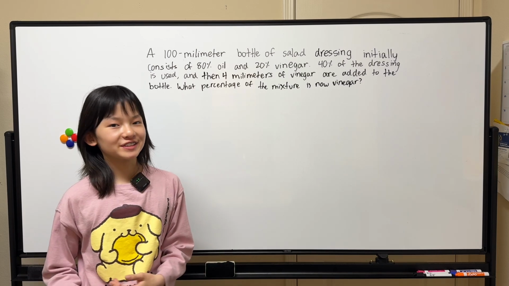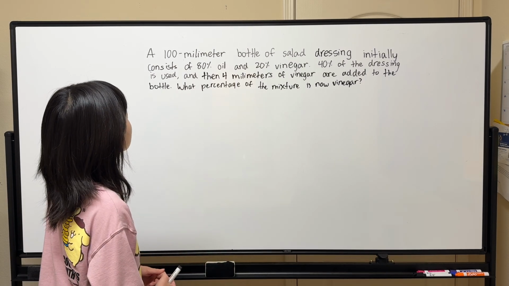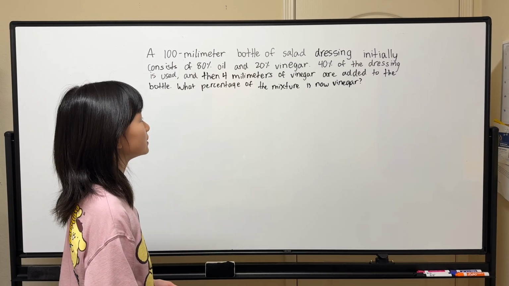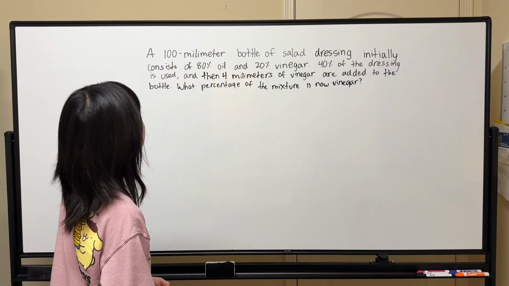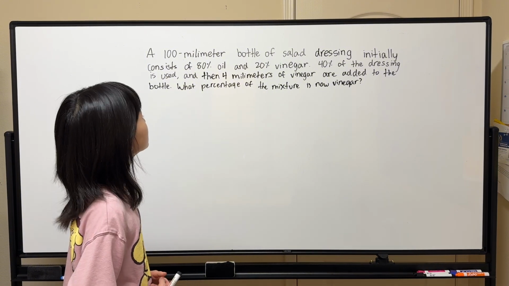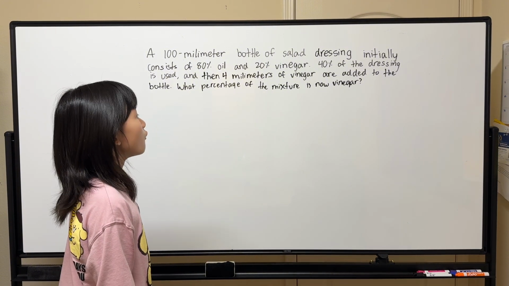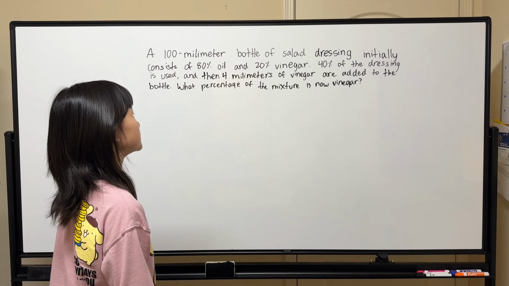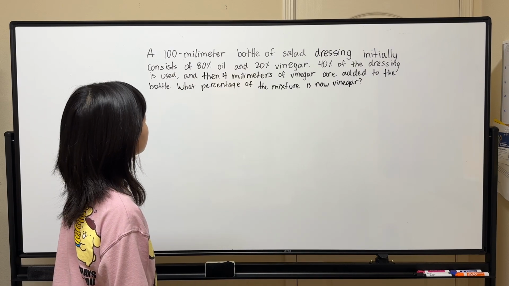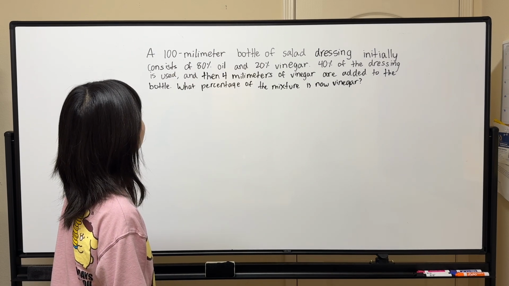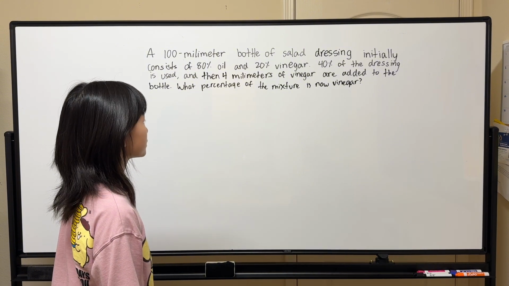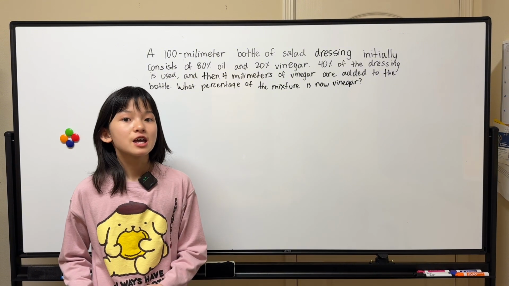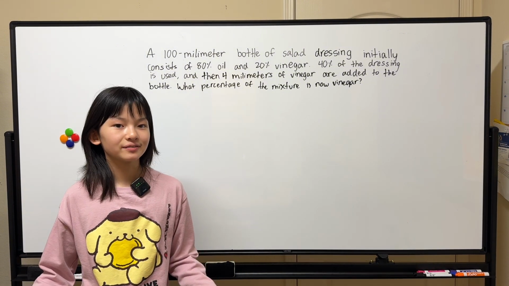I'll first read it for you. A 100 milliliter bottle of salad dressing initially consists of 80% oil and 20% vinegar. 40% of the dressing is used, and then 4 milliliters of vinegar are added to the bottle. What percentage of the mixture is now vinegar? You can pause this video to think about it.